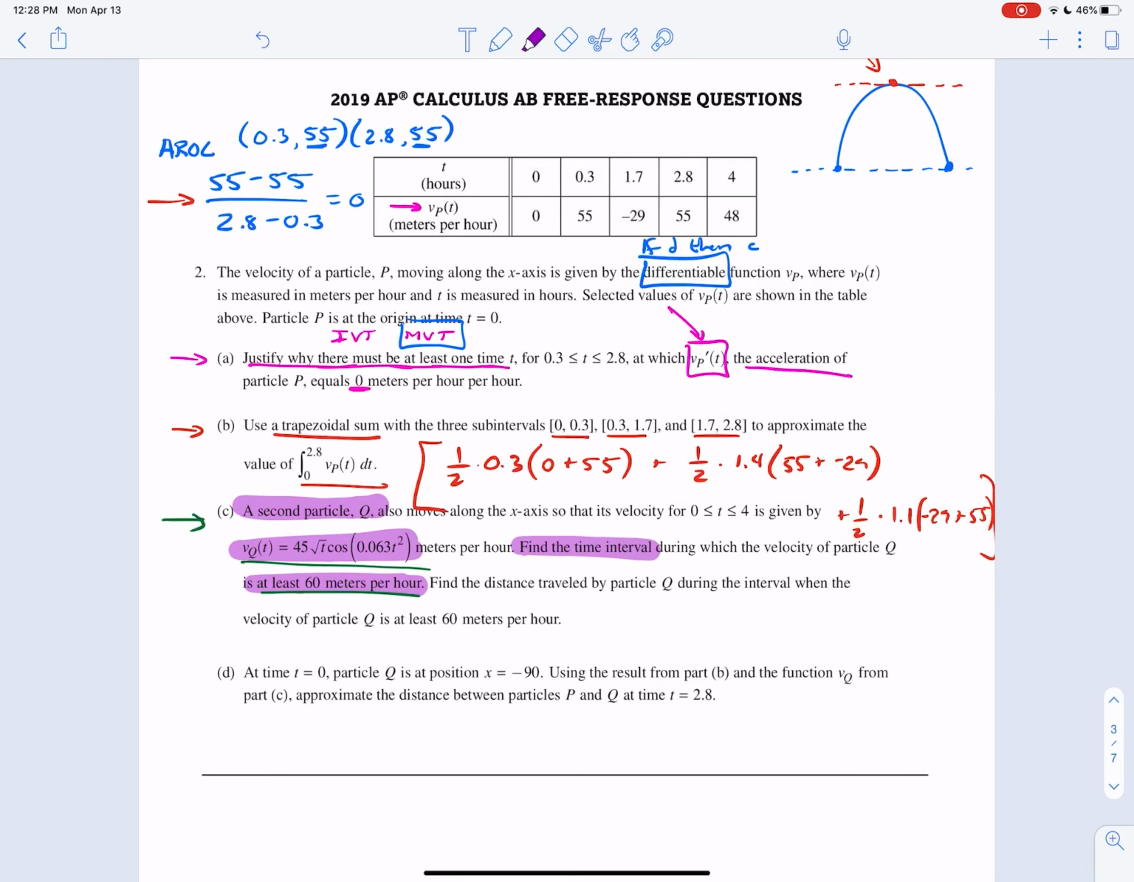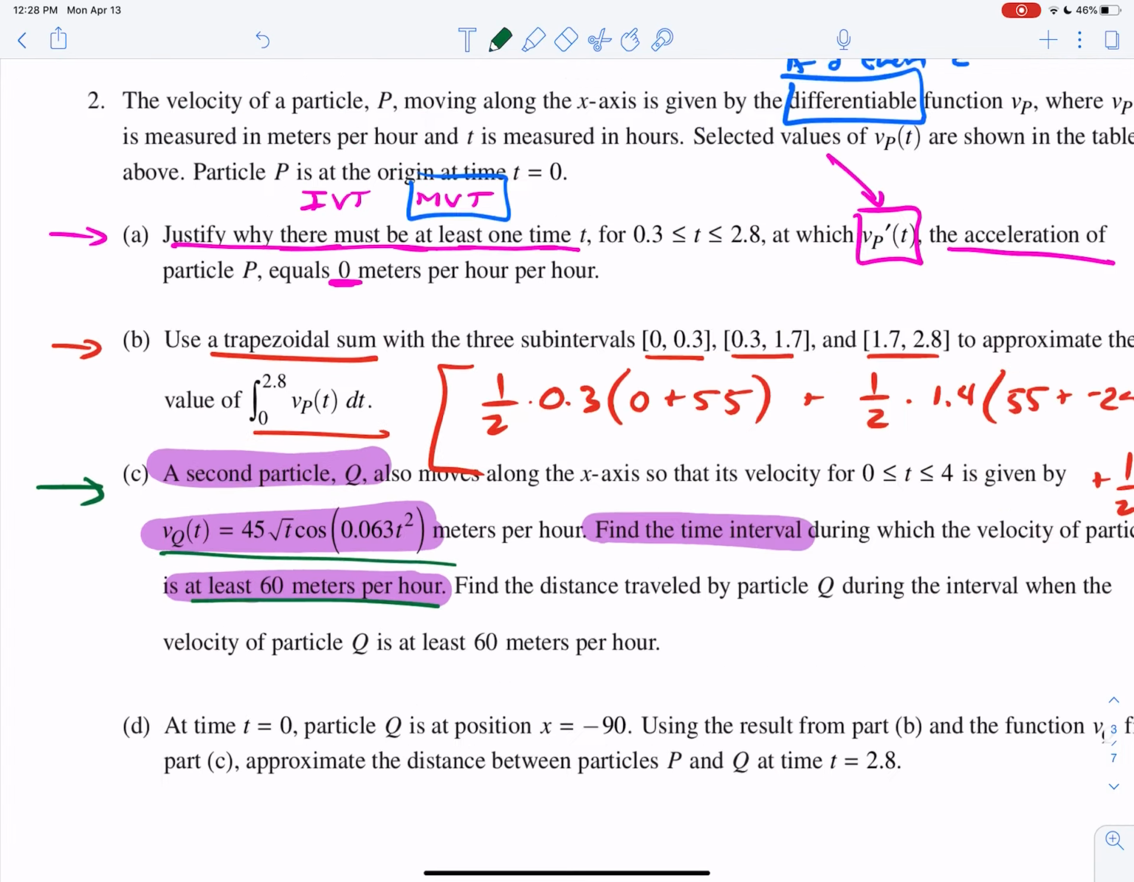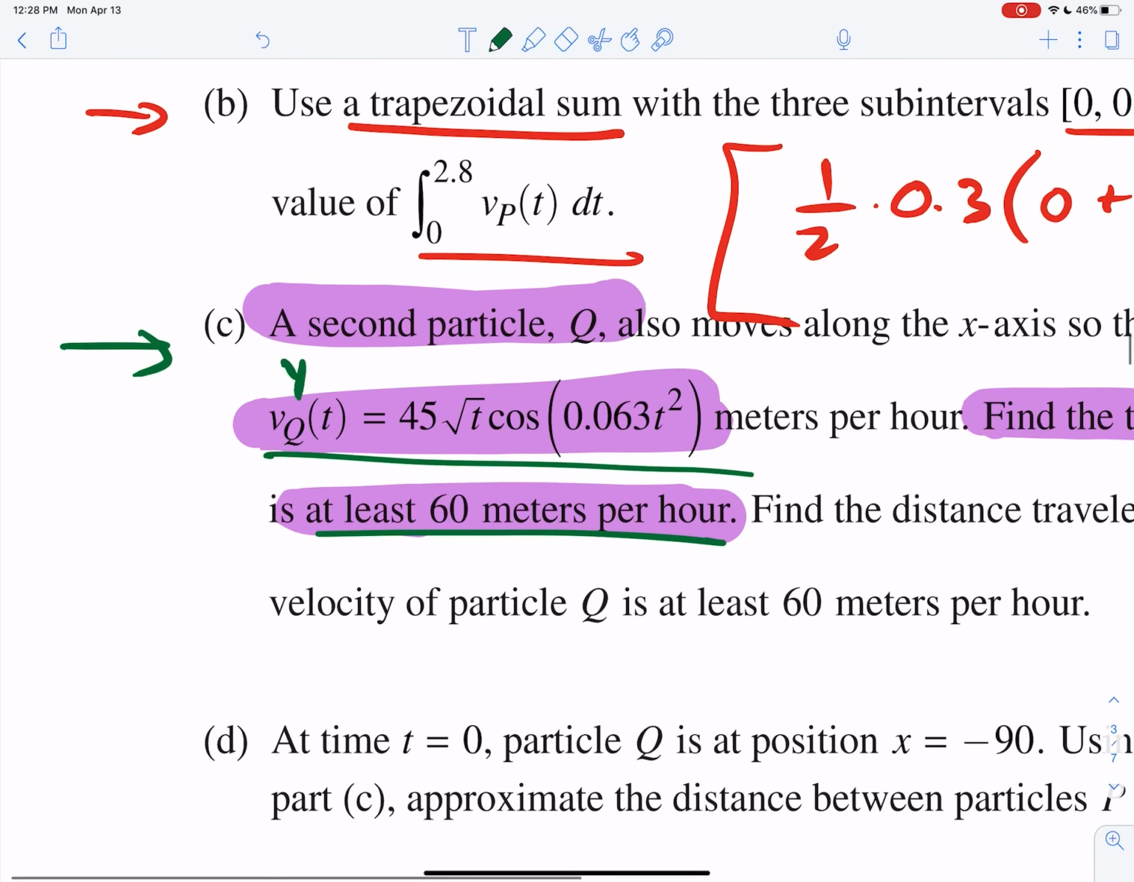So what you do is on your calculator, you would graph this. Let's call this y1. Okay. And what I would do is I would probably graph y2 as 60. Okay. And you're going to graph it from 0 to 4. All right. From 0 to 4.